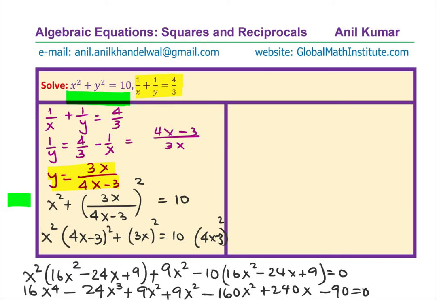So you have a degree 4 equation. Now let's rewrite this, simplify a bit. So once you do that, you get this as 16x to the power of 4. The x cubed term is only 1. So you get minus 24.